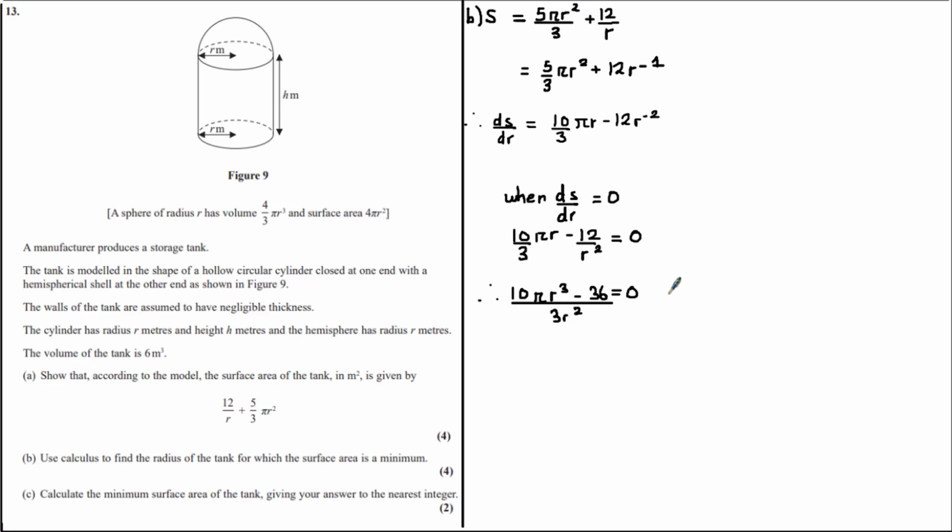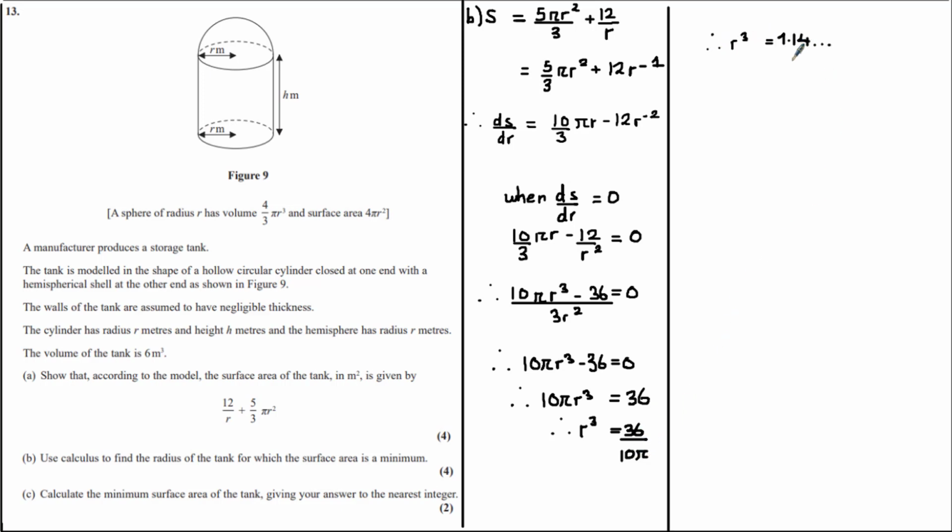By multiplying both sides of the equation by 3r squared, we then get that 10 pi r cubed minus 36 is equal to 0. Adding 36 to both sides, we get 10 pi r cubed is equal to 36. Dividing both sides by 10 pi, we get that r cubed is equal to 36 over 10 pi. Working this out in your calculator, you get that r cubed is equal to 1.14 and so on. And taking the cube root of both sides, we get that r is equal to 1.04 and so on meters.